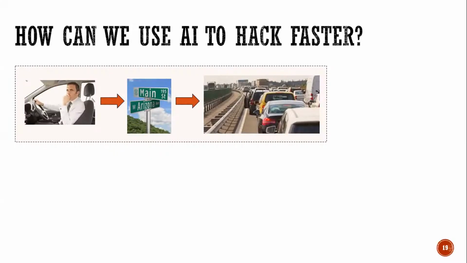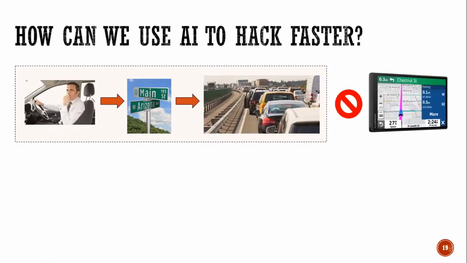Let's discuss on kind of a philosophical level why AI can be used to hack faster. So imagine you are going home on a particular day and you decide to take a turn on Arizona Avenue and Main Street, and you have been taking this route forever to reach your home, but you encounter a traffic jam on the way. So you went by your intuition, and this got you into a traffic jam. But if you had a GPS to help you navigate, you could have avoided that jam.